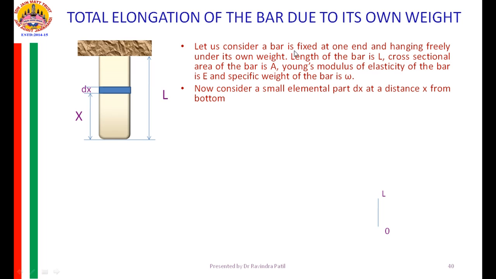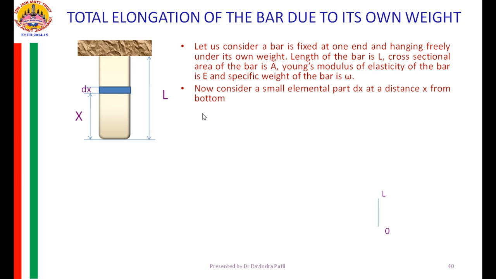Let us consider a bar fixed at one end. It is fixed at the top and hanging freely under its own weight. The length of this bar is L. If I cut it in the cross section, its area is A. Young's modulus of the bar is E.